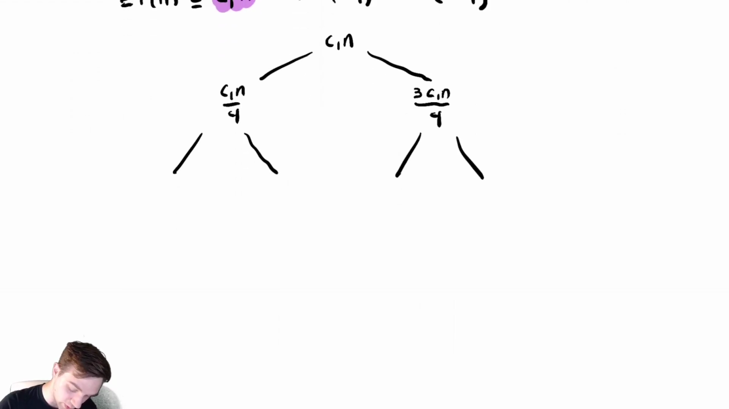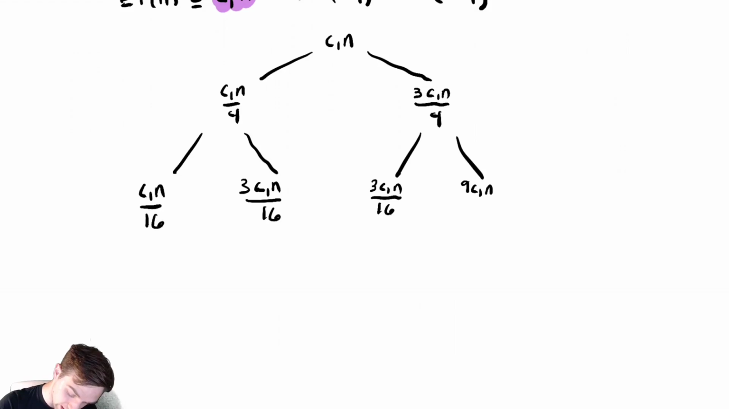The left branches in both of those, I'm taking a fourth of what I had above, so this splinters into one of size n over 4. So this is a c1 n over 16. And this is a c1 3n over 16, which is 3c1 n over 16. This one is another 3c1 n over 16. Then the right side is 3 over 4 times 3 over 4, so that's 9 c1 n over 16.